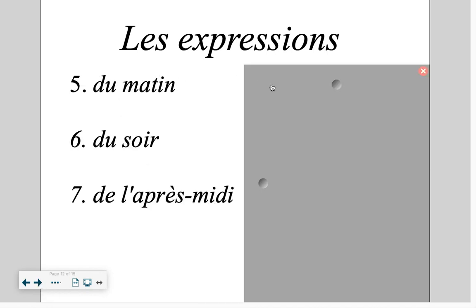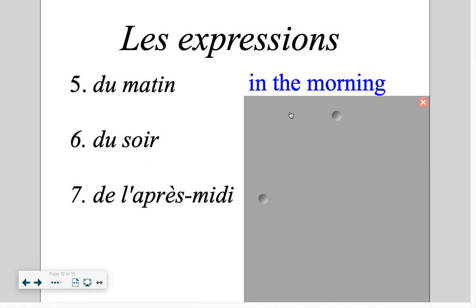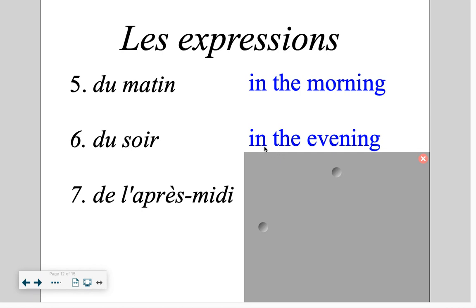All right, then we have du matin, in the morning. Répétez s'il vous plaît. Du matin. We have du soir, in the evening. Répétez s'il vous plaît. Du soir.